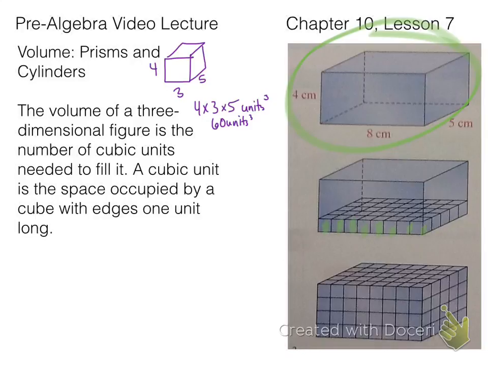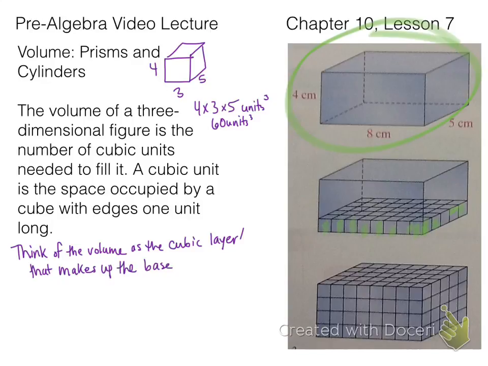So I need to think of volume kind of like in layers, where I have the area of a bottom layer, and that's just the area of the base. Then I'm going to multiply the area of one layer by the number of layers I need to get to the top of my space figure. So think of the volume as the cubic layers, or area, that makes up the base, multiplied by the height of the space figure.